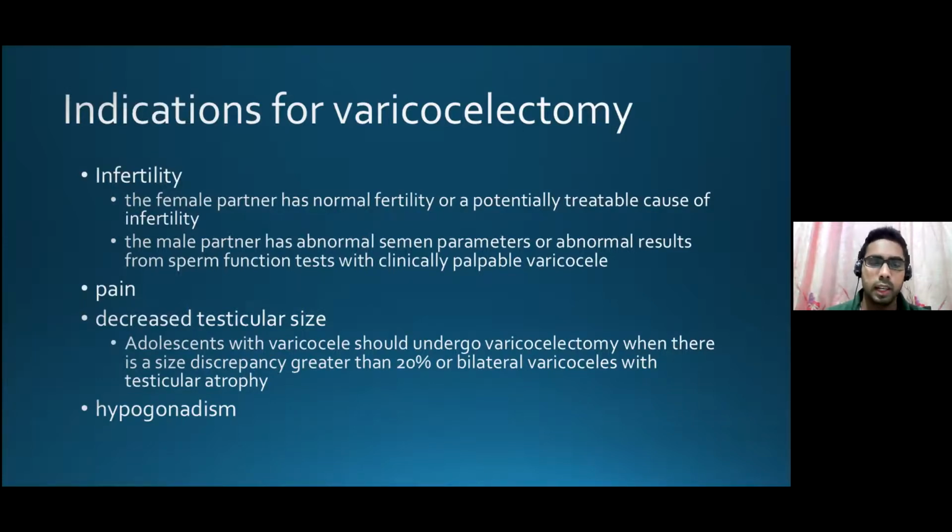And the other two indications are hypogonadism and the decreased testicular size. So this decreased testicular size again is considered as a criterion when we are considering a varicocelectomy, especially in adolescents who are not sexually active, because the studies have shown if there's a size discrepancy of more than 20%, those varicoceles are relatively indicated to undergo varicocelectomy, even though the patient might be an adolescent who is not sexually active.